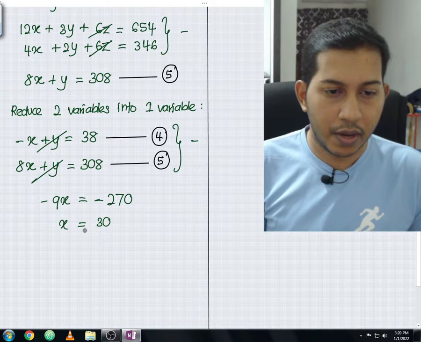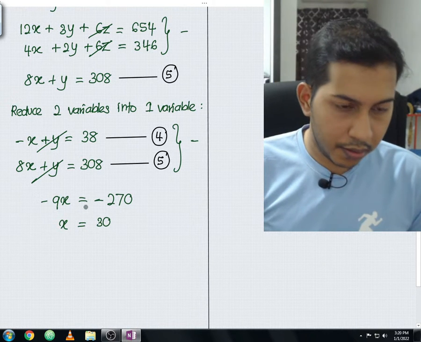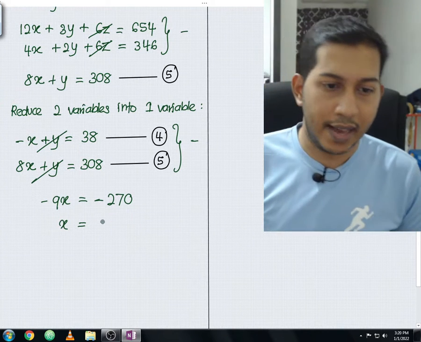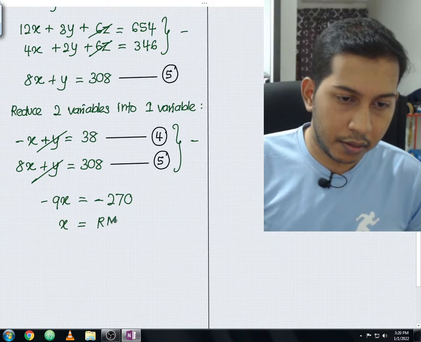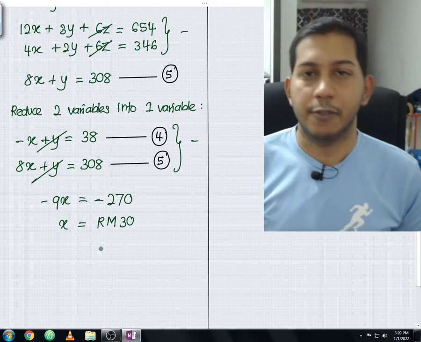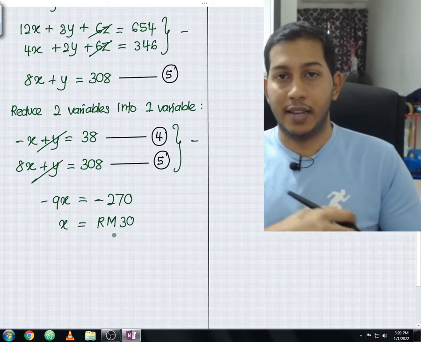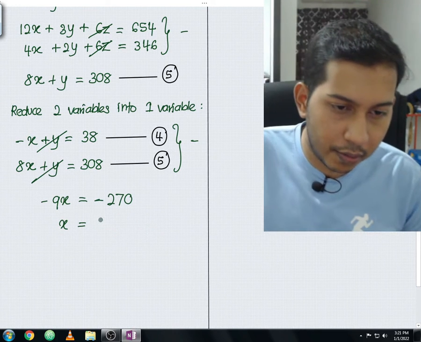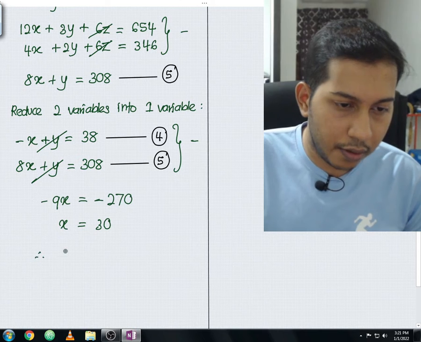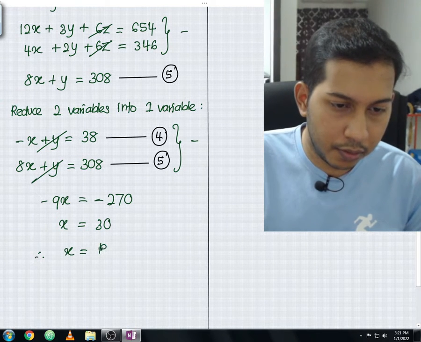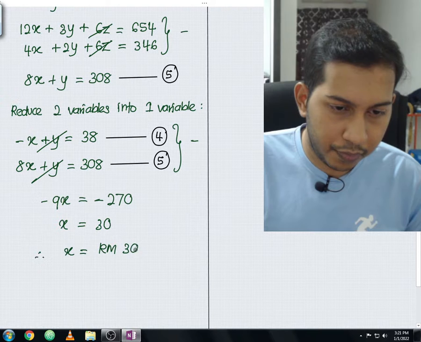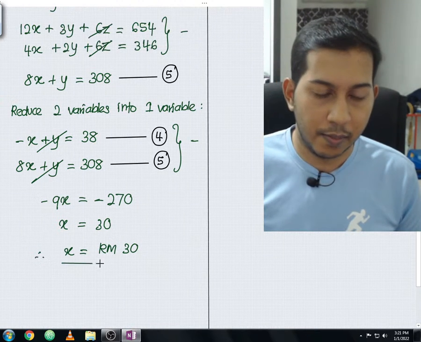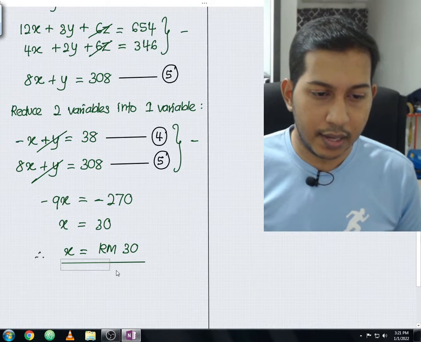Okay, you can't just leave like this, so you need to mention in the price. So your x is actually representing currency, which in this case is 30 ringgit. Or if you wish to write like this, therefore x equals to 30 ringgit also can. So from here, this will be your first answer.